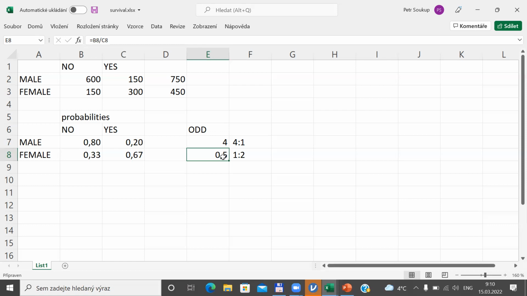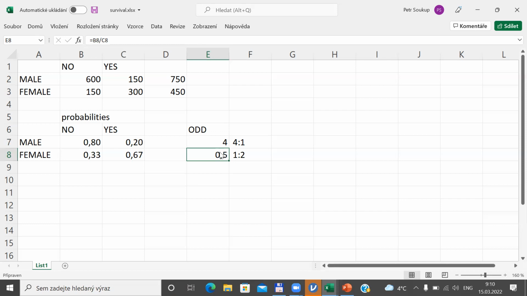Otherwise, you get descriptions such as that female had something like a 0.5 chance to be dead, and that's quite strange to interpret. A 2 times higher chance to survive is much better for interpretation. So that's for odds. We know about the scale from 0 up to plus infinity and the middle point 1.